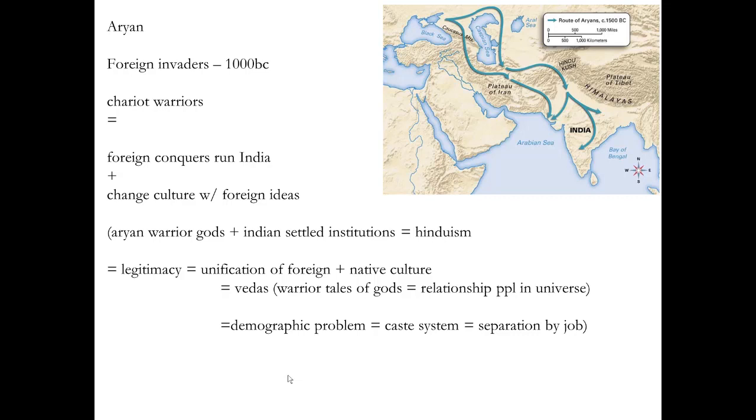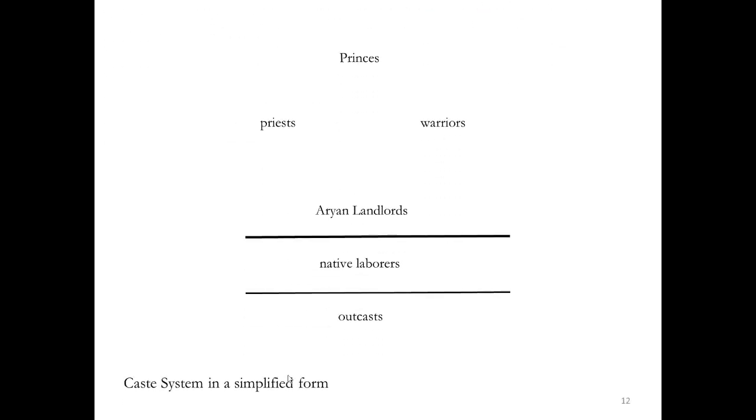So what do they do? They create the caste system to separate people by job. So in a simplified form, we have the princes at the top. We have priests and warriors at equal level. We have Aryan landlords underneath them. And then there is a hard line. Do not pass go. Do not collect $200. You cannot go above that line.